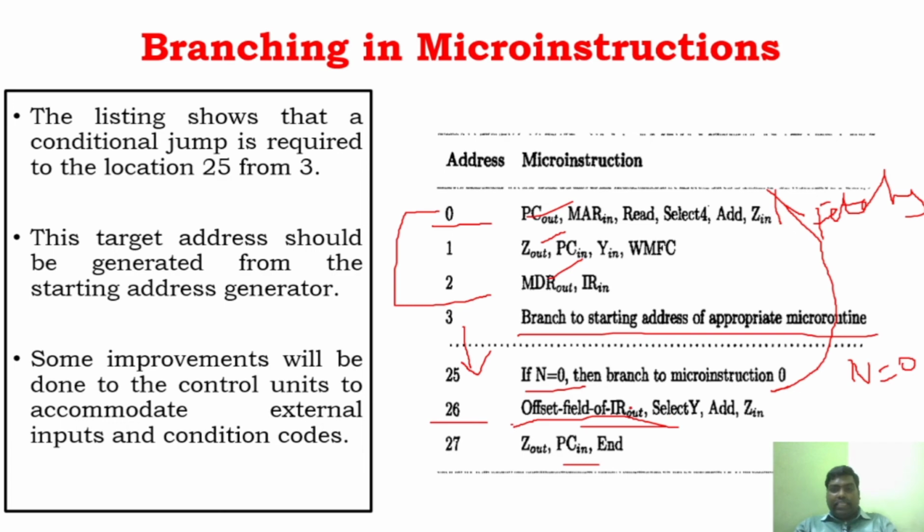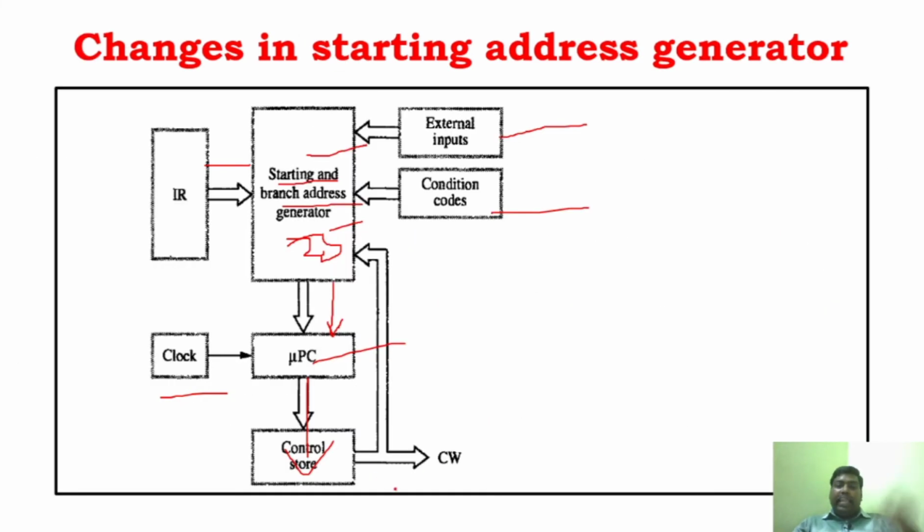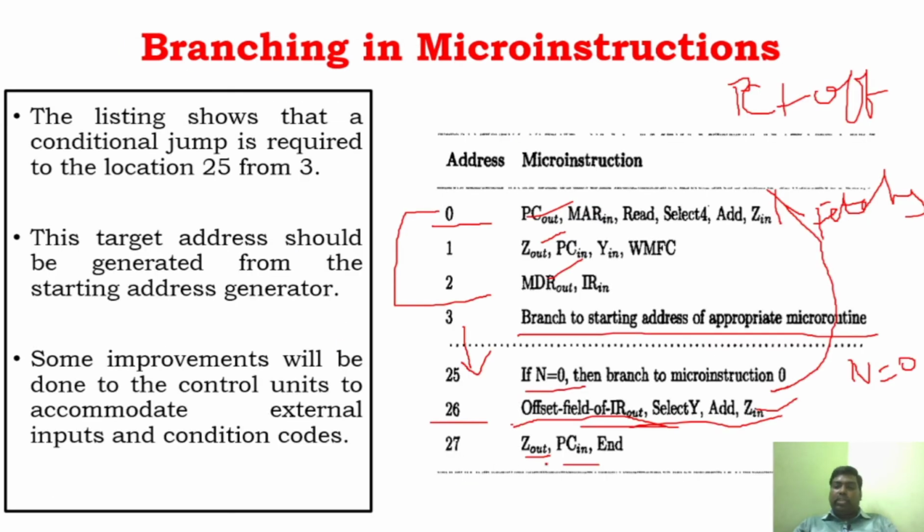It will add the original value of PC with this offset value. That is computed here in this instruction, and then it is sent to Z in, and from Z in it is sent to Z out, and then to PC in. So then it will execute the 26 instruction, and then it will execute the 27 instruction, and like that it goes on. And the 27 instruction is nothing but Z out.